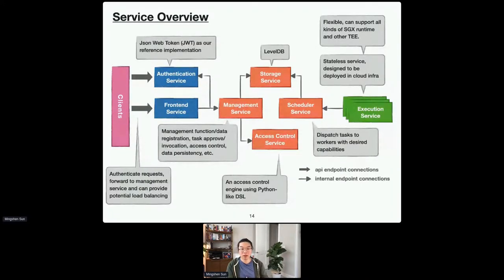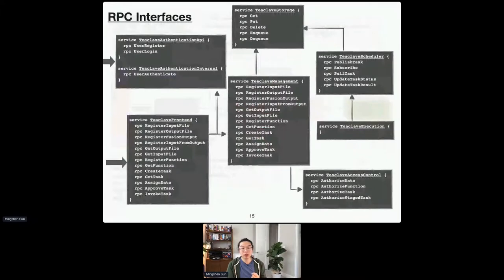Okay, so this is a detail of what functions the different services have. For the storage service, we have LevelDB, and the execution service is a stateless service designed to be deployed in the cloud infrastructure, and also flexible and supports all kinds of SGX runtime and other TEE implementations. The services are connected by what we call attested TLS RPC, and we define the interface in protobuf. Here's an overview of all the interfaces of different services.